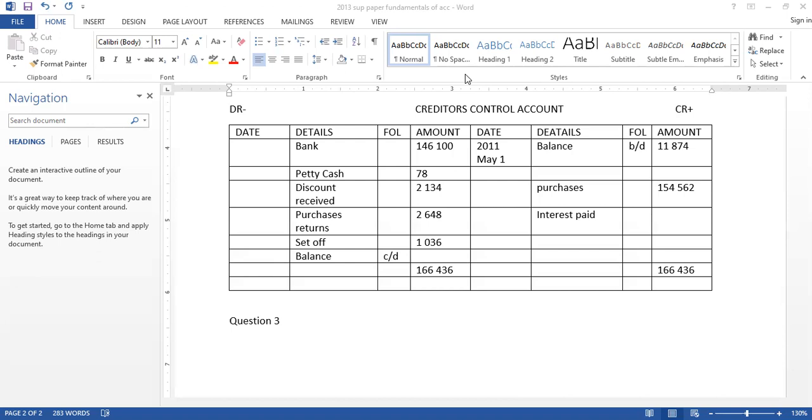From there, you have to draw up your creditor's ledger account, and you will also need to look at the additional information given. So you also need to tackle the additional information. Under question 3, we are given 3 questions. The first one is theory.